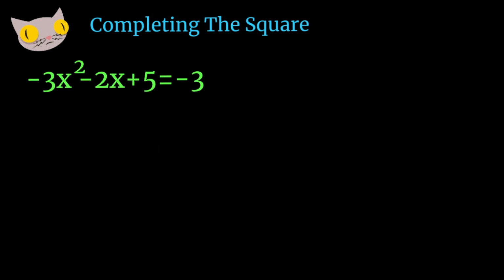So here we have negative 3x squared minus 2x plus 5 set equal to negative 3. First things first, let's eliminate the constant on both sides. Let's subtract 5, and that's going to give us negative 3x squared minus 2x equals negative 8. Let's also divide the entire equation by negative 3 so that we can get rid of this negative 3 up here in front of our x squared.